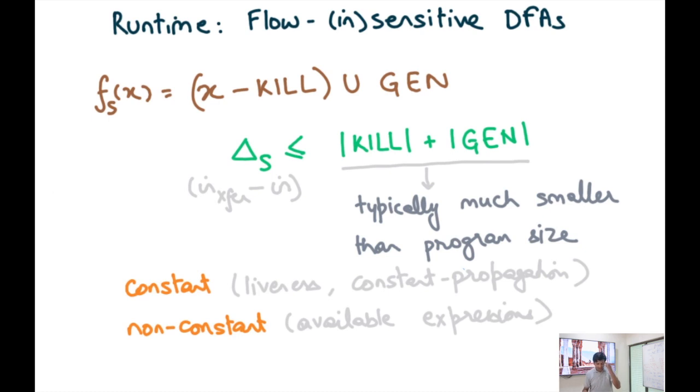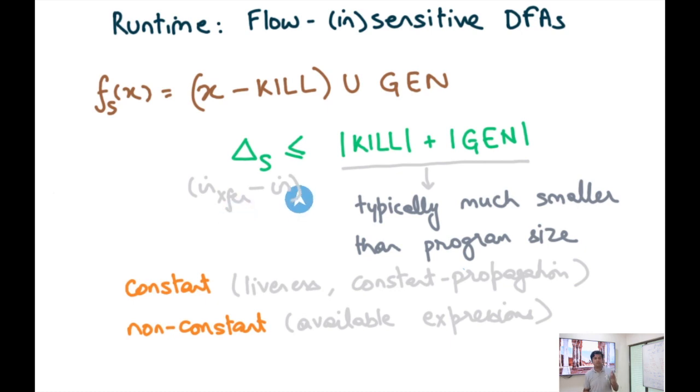Okay, so let's try to understand what the size of a change could be. For example, let's say the transfer function for a statement S involves using the kill and gen sets, say x minus kill union gen. Then the size of a change is basically less than the size of these sets kill and gen for that instruction S, and this delta S is the distance between in transferred and in.